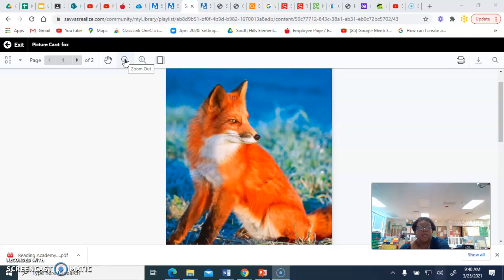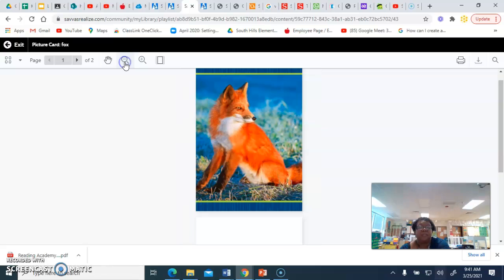We're going to go back to what we were working on. Which letter were we working on for this week? Hopefully you remember it's letter O, and letter O is a vowel. How many sounds does letter O make? It makes two sounds: the ah sound and also the O sound.